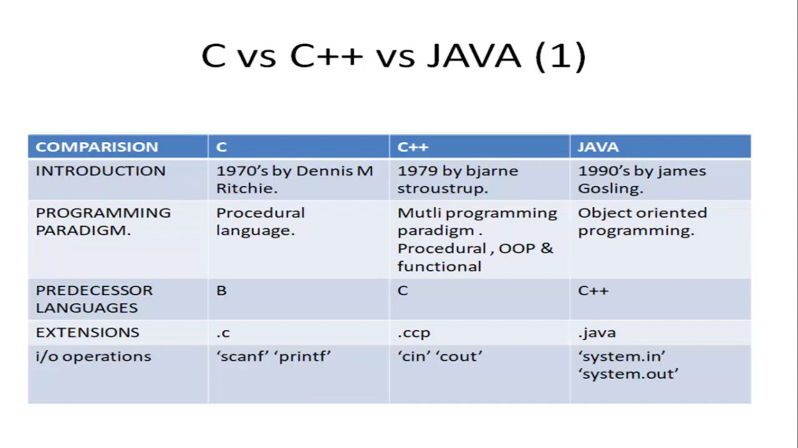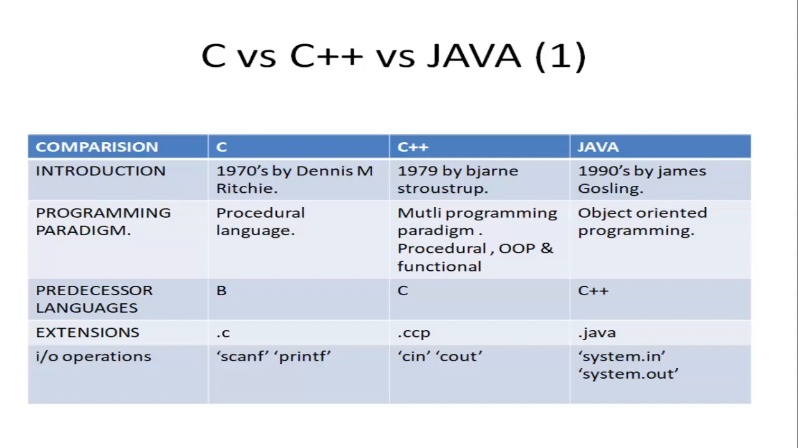C computer programming language was developed in the early 1970s by American computer scientist Dennis M. Ritchie at Bell Laboratories. C++ was developed by Danish computer scientist Bjarne Stroustrup at Bell Laboratories in 1979 as an extension of C language. Java was originally developed by James Gosling at Sun Microsystems and released in 1995 as a core component of Sun Microsystems' Java platform.